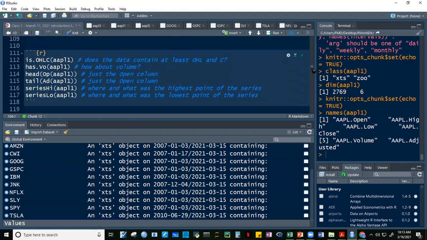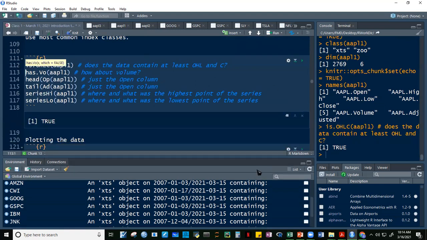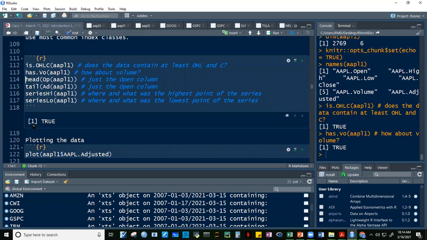Okay, so let's look at some other functions in Quantmod. So for example, does the data AAPL1 consist of open, high, low, close data? So let's look. Okay, so that means Apple 1 consists of open, high, low, close data. Does it have volume? Yes, it has volume.